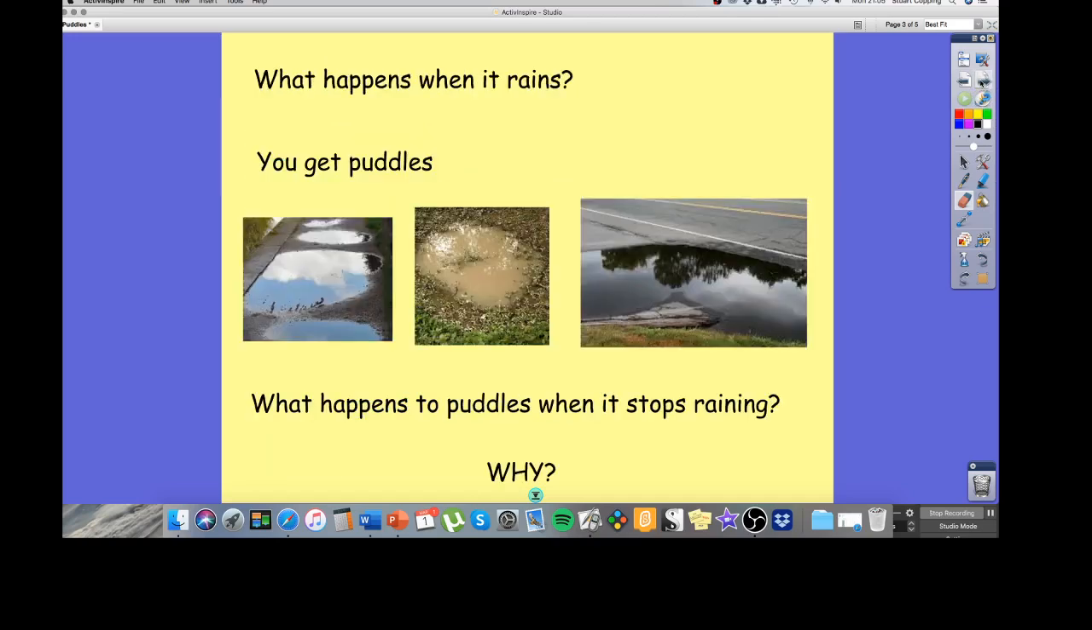So, what are we doing today? What happens when it rains? Well, you get puddles. Okay, so here are some pictures of some puddles. When it stops raining, what do you think happens to these puddles and why? So I want you to pause the video now and I want you to have a really good chat, really good talk with your grown-ups, with your mums, with your dads about what do you think happens when the rain stops. What happens to the puddles? Okay, so pause the video now.